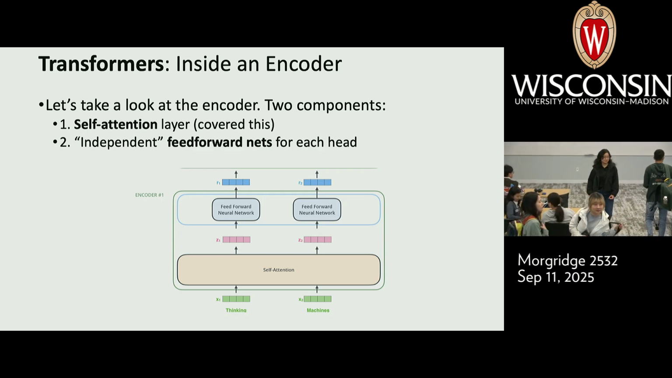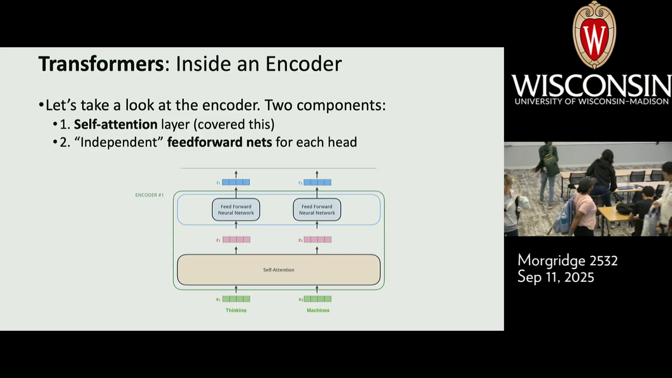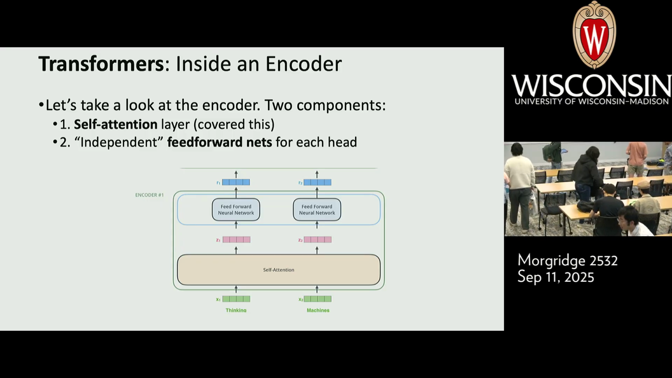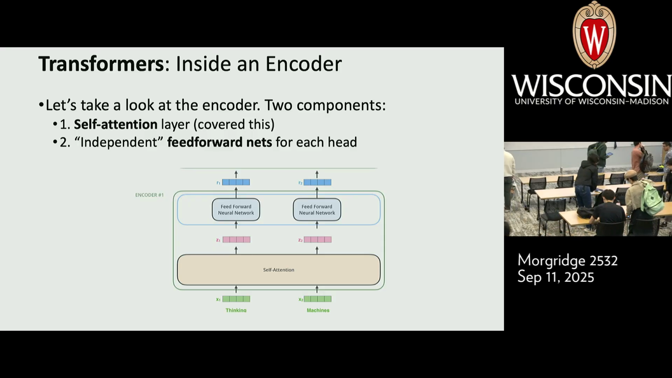One token, and then we pass it into a network. No interactions. There's just one neural network, and I pump each of my outputs into it separately.